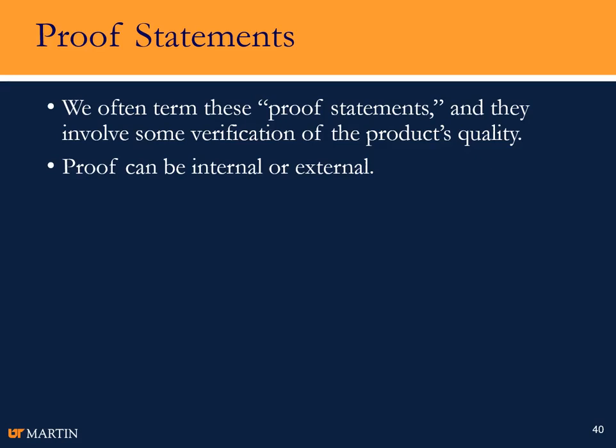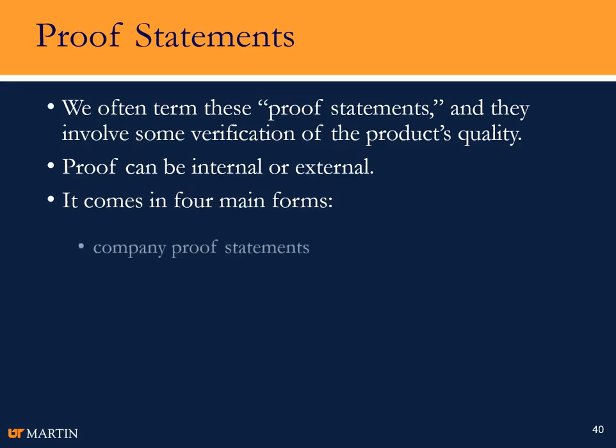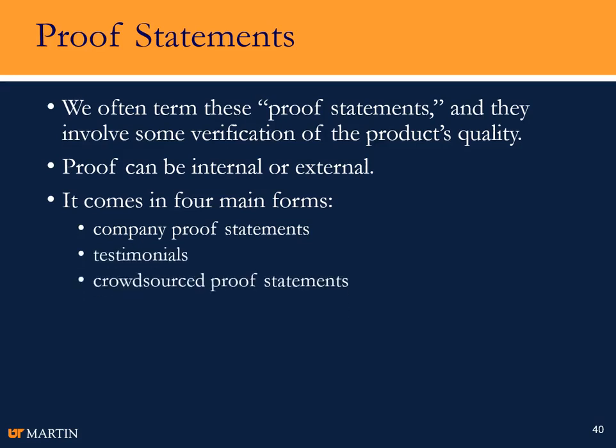External proof statements obviously are superior in terms of verifiability because people aren't incentivized necessarily for verifying the quality of a product. It comes in four forms. Company proof statements, those are the internal proof statements. A company obviously is going to speak positively about its product, and it's going to only present you with the information that paints the product in a positive light. Testimonials, crowdsourced proof statements, and independent research, these are the external proof statements. And we'll walk through those one at a time.